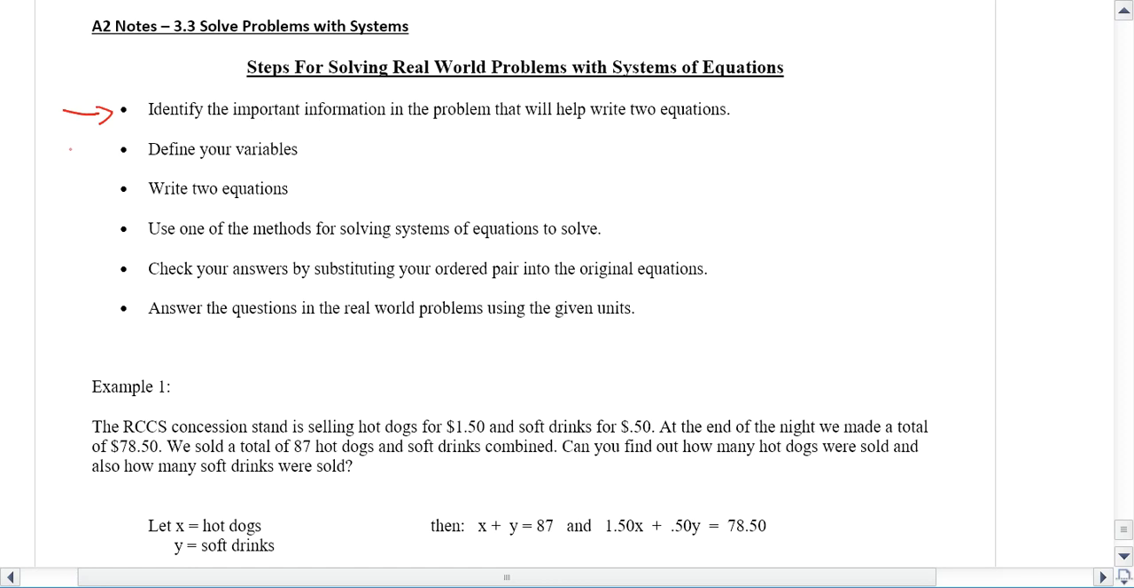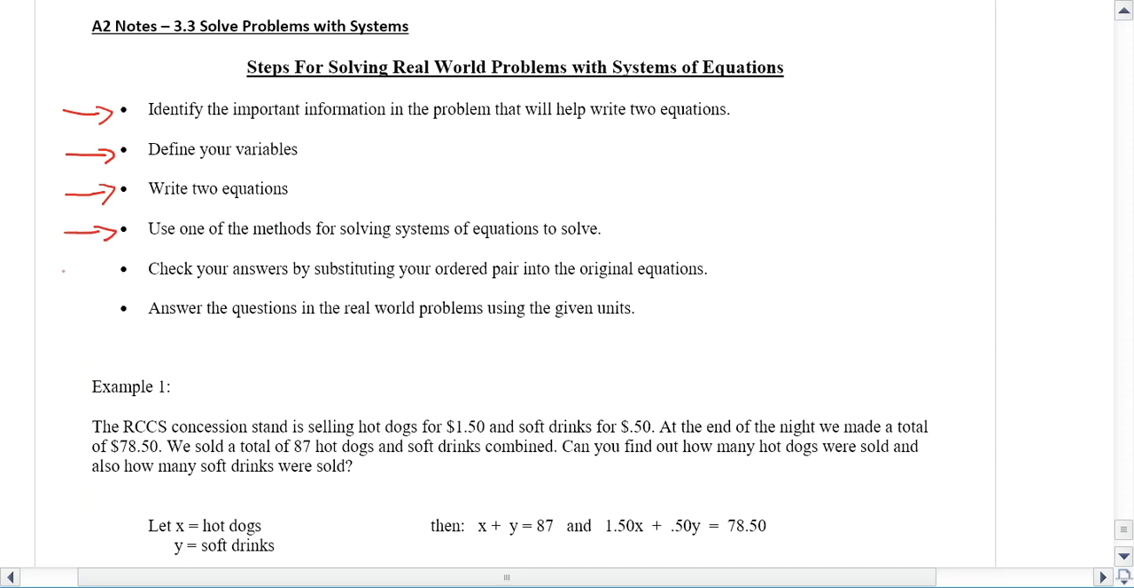Then it's very helpful to define your variables. Tell me what your x equals, if it's the number of people that you bought tickets for, or if x is, like in our first example, hot dogs, define the variables. And then use the information given to write two equations. And then just go ahead and use the preferred method. You may use substitution or elimination.